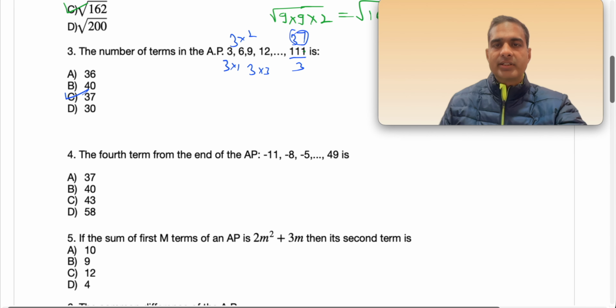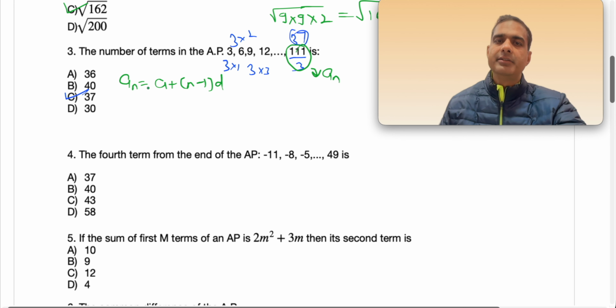For that, we can assume the last term is an, and we know the formula for an is a plus n minus 1 d. So we have to find out n. A is the first term, so the first term was 3, plus n minus 1, and d. d is any term minus the previous term, 6 minus 3, that is 3. And we have assumed an as 111.